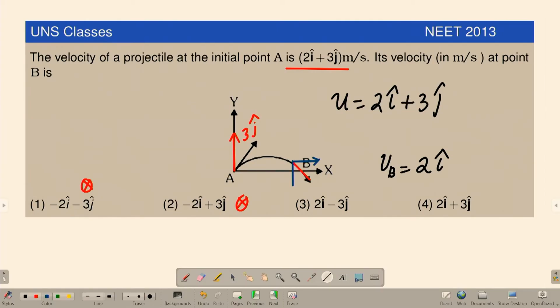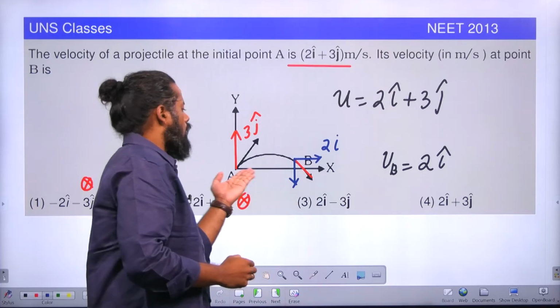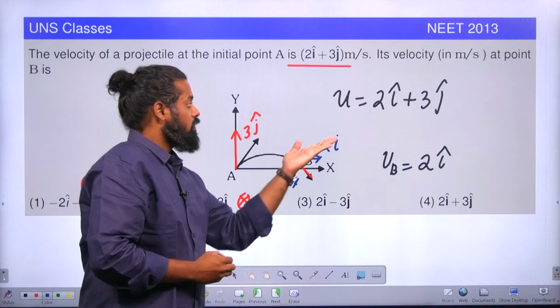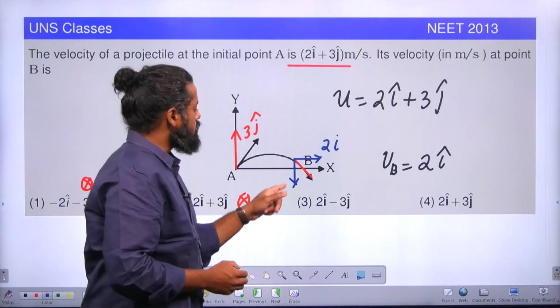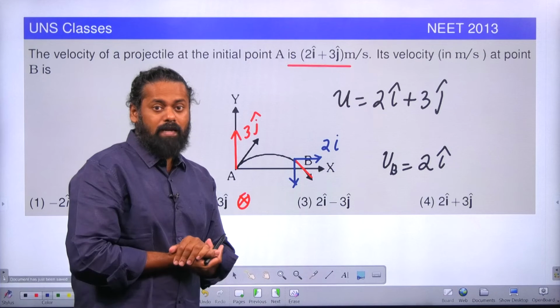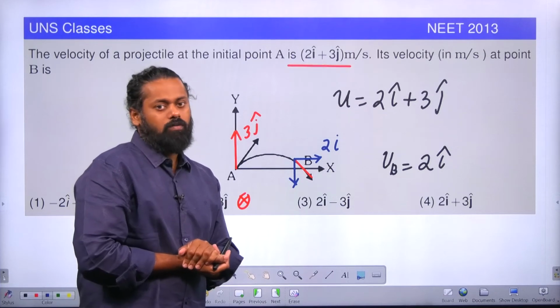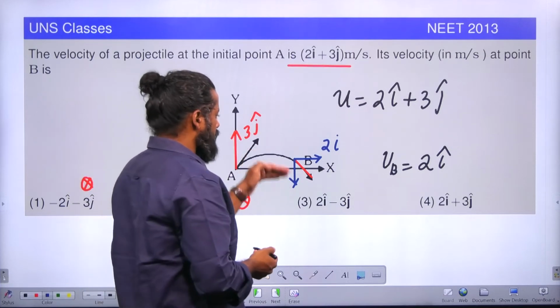So at this time, the same horizontal velocity will be there. That means 2i will be maintained. How much velocity was there while projection? The same velocity should be there while landing. That means the y component should be the same in magnitude, but only change in direction. So the y component will be in the downward direction.